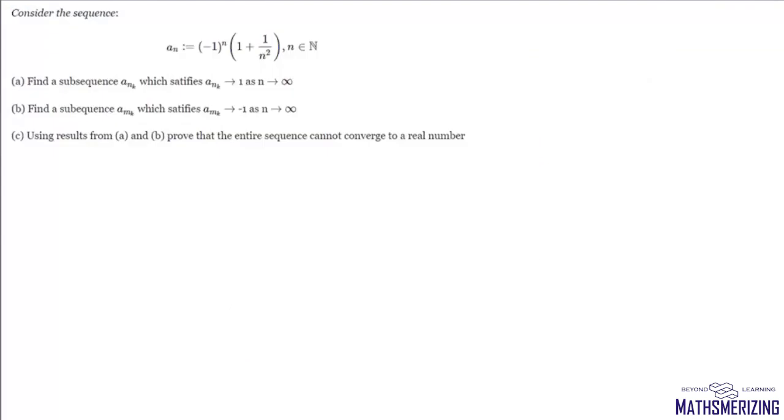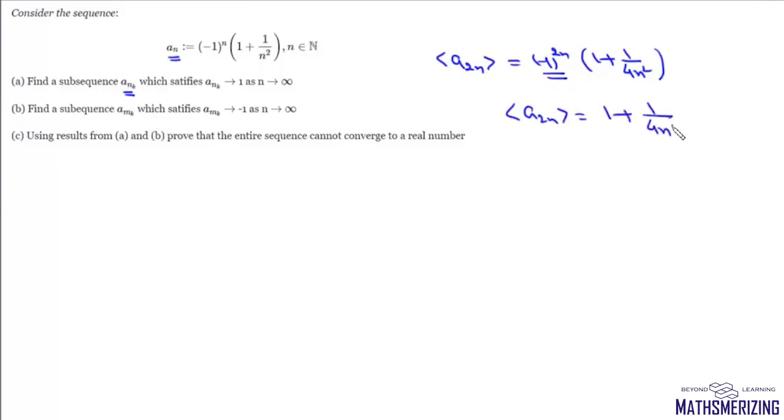Now let us take up an example. Say, for example, we are given the sequence an which is minus 1 to the power n, 1 plus 1 upon n square. Now it says find a sequence ank which satisfies ank approaches 1 as n tends to infinity. Now one such subsequence could be a2n. Now a2n will have minus 1 to the power 2n and then 1 plus 1 upon 4n square.